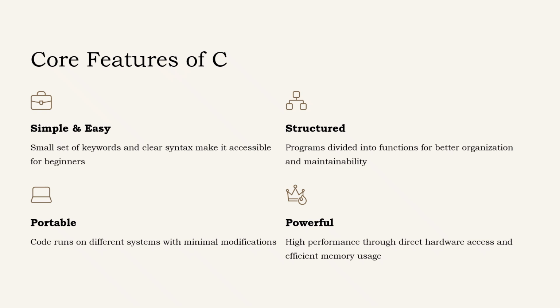Next one is portable. C is considered a portable language. Portability means a program written in C can run on different types of computers with little or maybe no modification. A C program written on Windows can be run on a Linux platform or Mac OS with minimal changes. This feature made C extremely popular for system and application development.